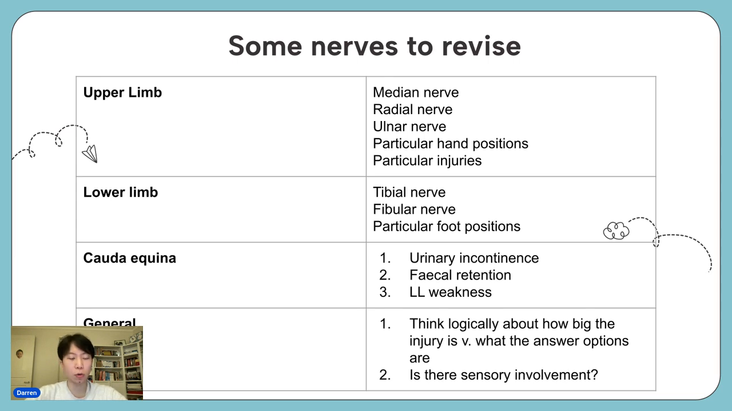And in general, with solving questions, I recommend thinking logically about how big the injury is. Is it the whole right side of the body that's knocked out? Is it one particular movement of their pinky finger? I feel like that can help you narrow down the answers. And then also, is there sensory involvement? That can be really helpful with knowing if there are multiple nerves involved, or where the lesion may be in the brain as well.